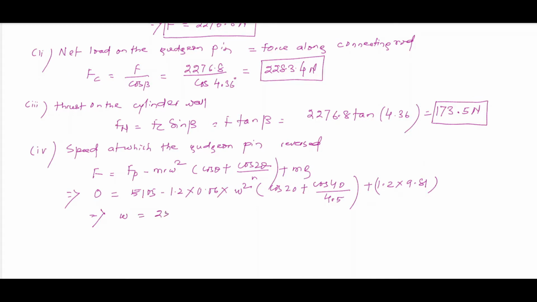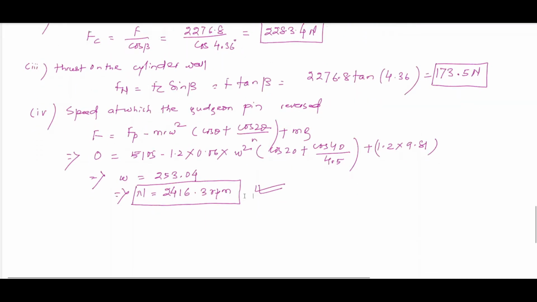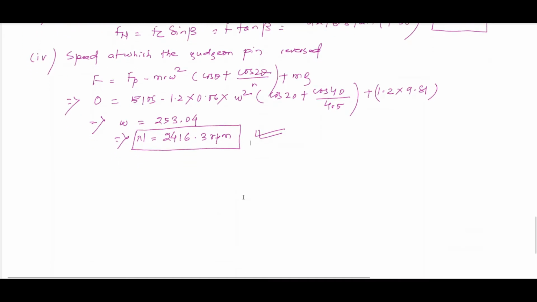So this will be 253.04, and from there you will get N, the speed at which the gudgeon pin is reversed in direction. So N is your 2416.3 rpm. Okay, this type of question you will get. Okay. Then we will discuss about simple and compound pendulums. Okay.